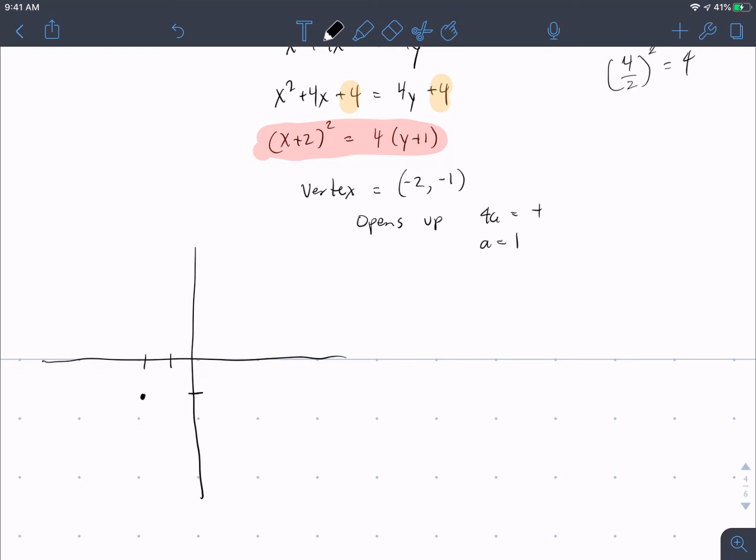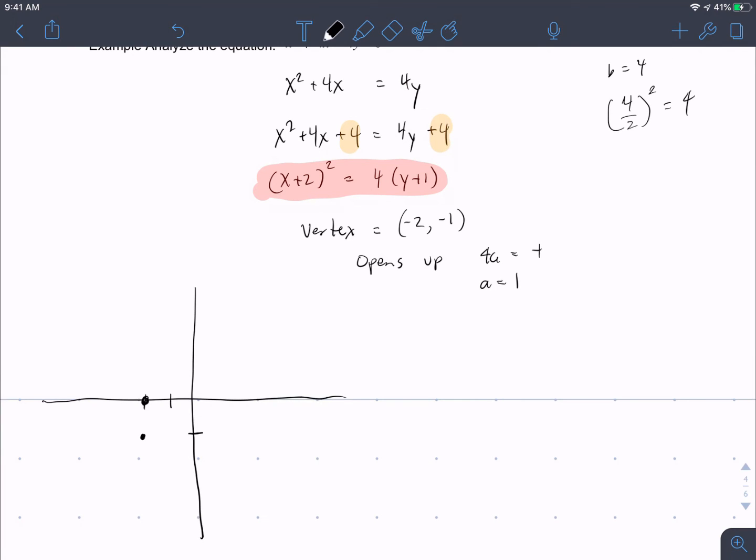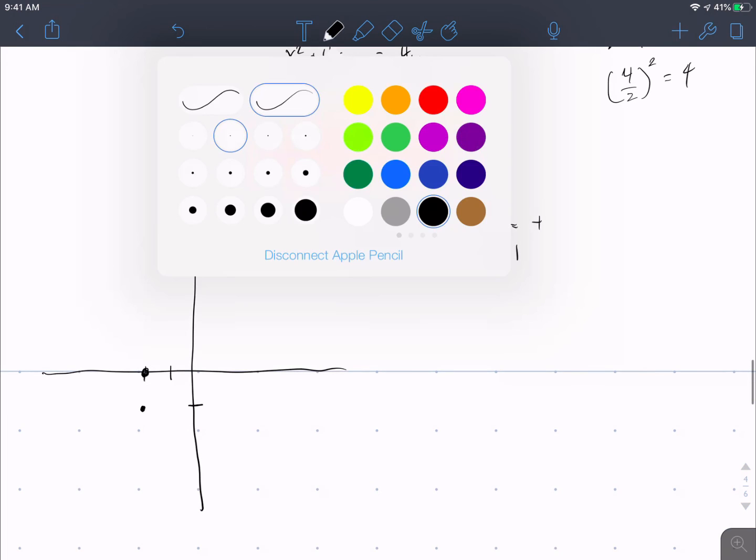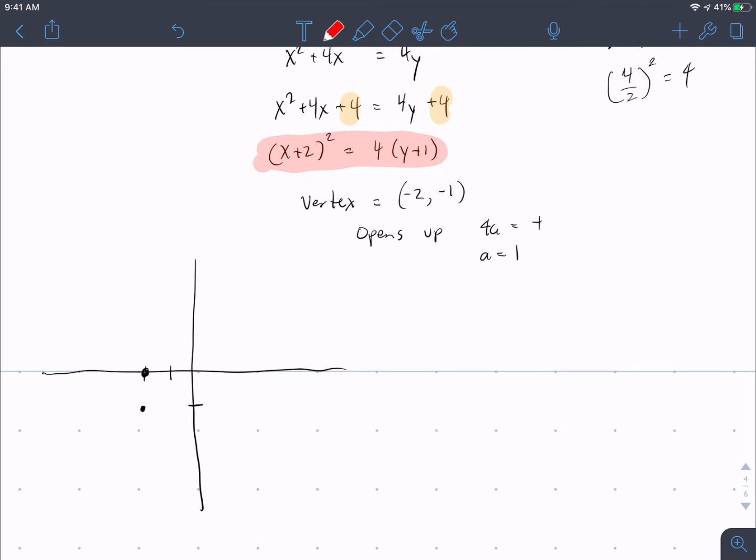My focus, being just 1 away from the vertex, is at the point (-2, 0), and I can plug in a value. So what I'm going to do is plug in x equals 0 and see what I get, because we have to remember, and I should actually provide you with the 1 away on the bottom. That is the directrix, and so the directrix is at y = -2.